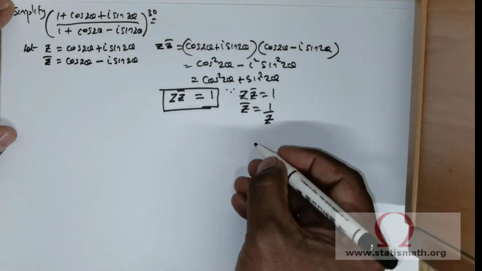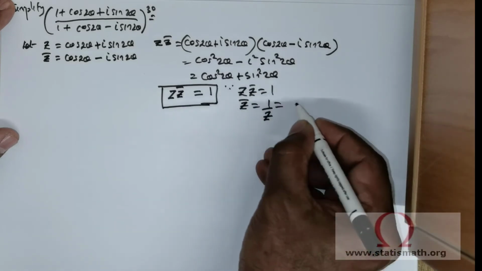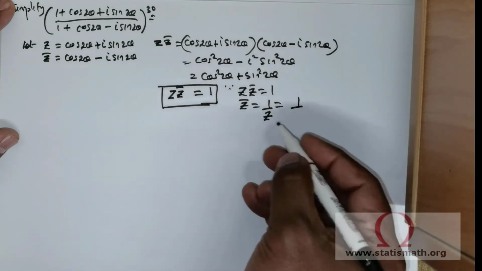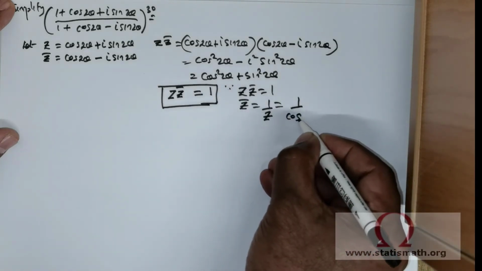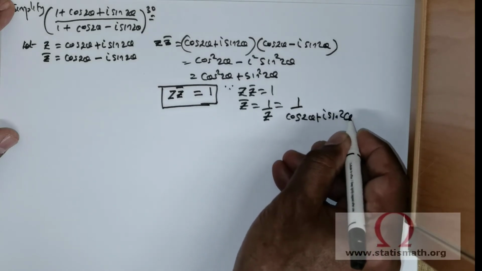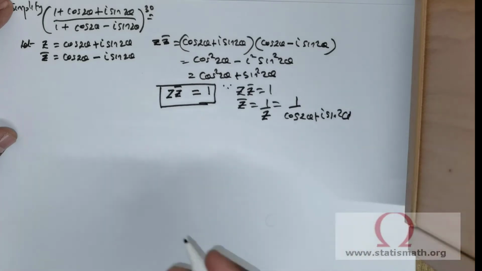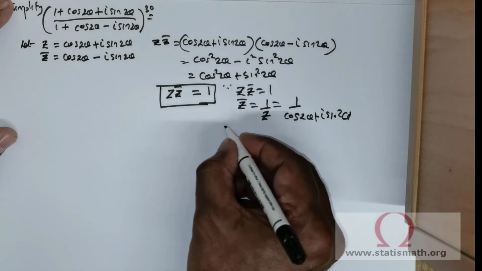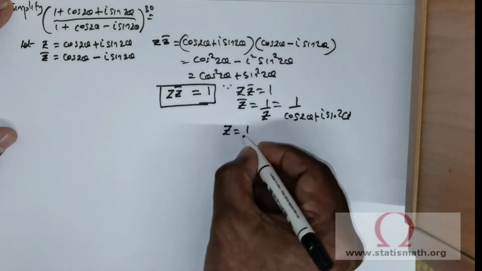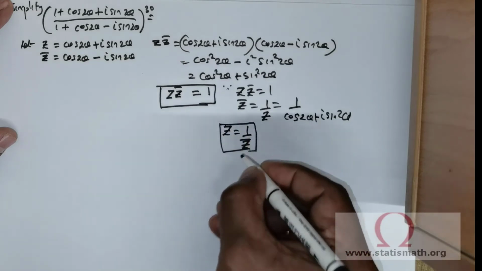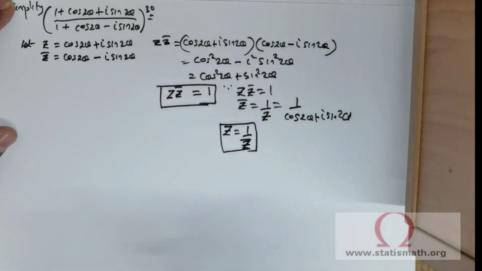I can write it like this, and z is cos 2θ + i sin 2θ. This is one way of writing. It can also be rewritten. We can also rewrite this as z equal to 1 over z bar. This is also possible. So using this, we are going to be solving the question.